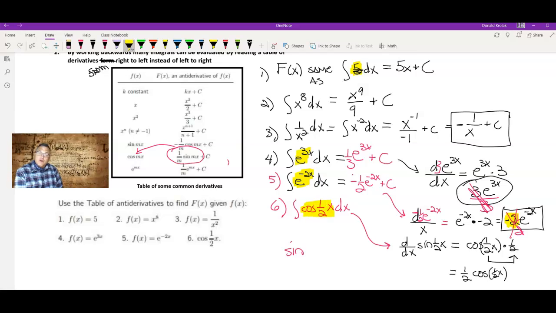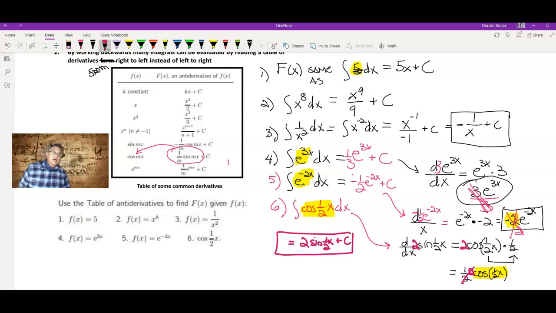We want cosine of 1/2 x. There it is. But then there's this 1/2 out front. So if I take this original antiderivative and put a 2 in front, then when I do the derivative, the 2 would cancel and I'd be left with what I want. So my antiderivative, or my indefinite integral, is going to be 2 sine of 1/2 x plus c.